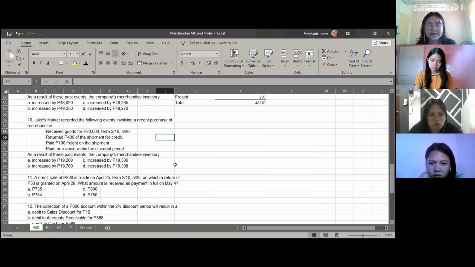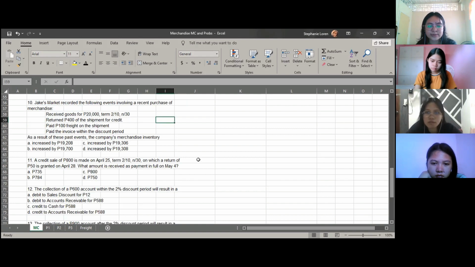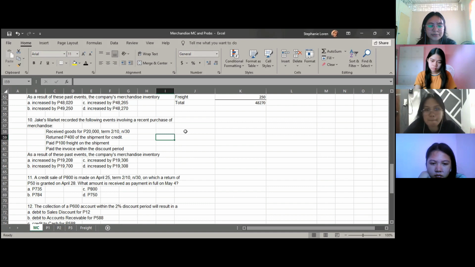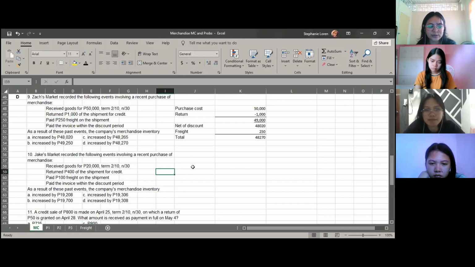B, increased by 19,700 pesos. Letter C, increased by 19,306 pesos. Or letter D, increased by 19,308 pesos. Pareho sa problem sa taas dito. So we can start answering na or dropping your answers.